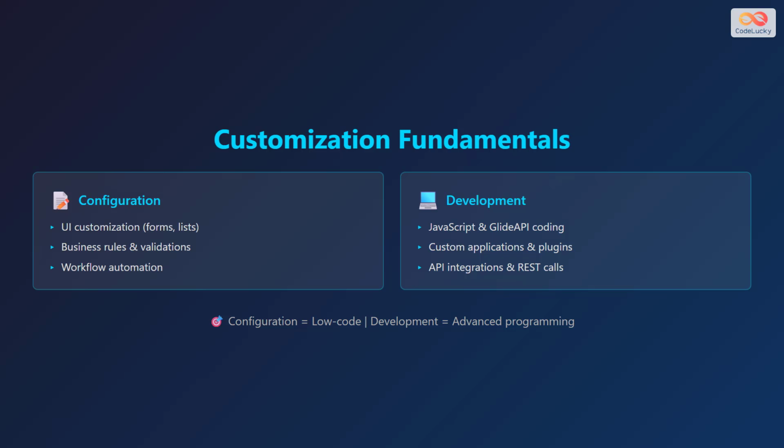ServiceNow customization happens in two ways. Configuration is the low-code approach. You customize user interfaces by dragging and dropping form elements, creating business rules using visual tools, and building workflows without writing code. This is perfect for simple customizations and quick changes. Development is the advanced approach using programming. You write JavaScript code, create custom applications, build plugins, and integrate with external systems using APIs. Most ServiceNow work combines both approaches. You'll use configuration for straightforward tasks and development for complex business logic.